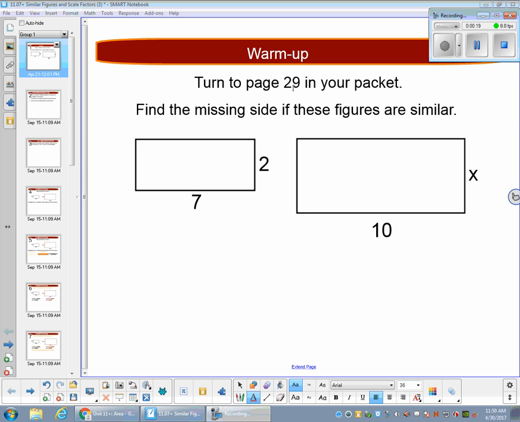I want you to turn to page 29 in your packet. Hopefully Mr. Calistro can pause the video for a few minutes and let you work on this problem and see if you guys can find the missing side if these figures are similar rectangles.